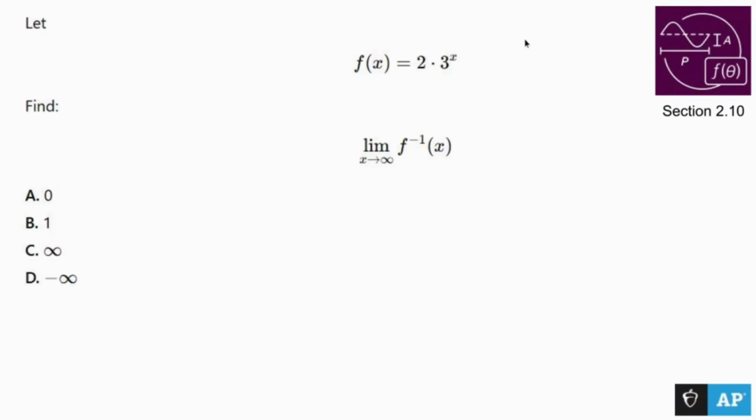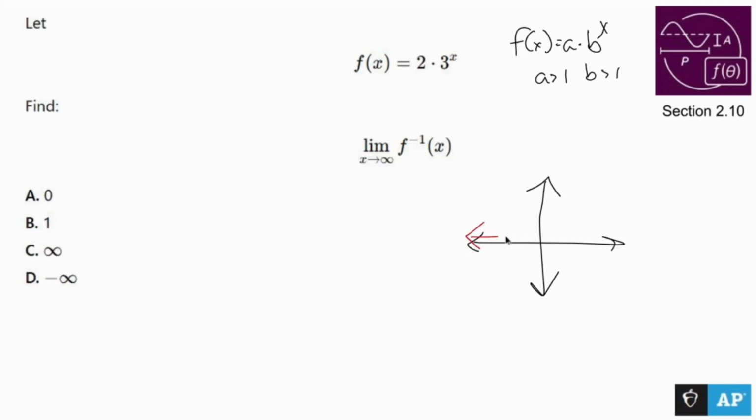I have something in the form f of x equals a times b to the x, and the b is above 1, and also the a is above 1, which means this is an example of exponential growth. So a quick picture of that would look a little something like this, give or take.